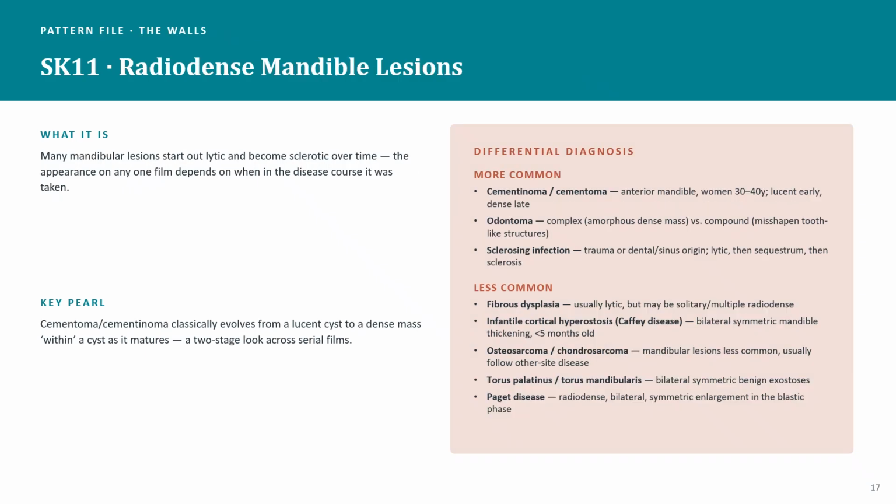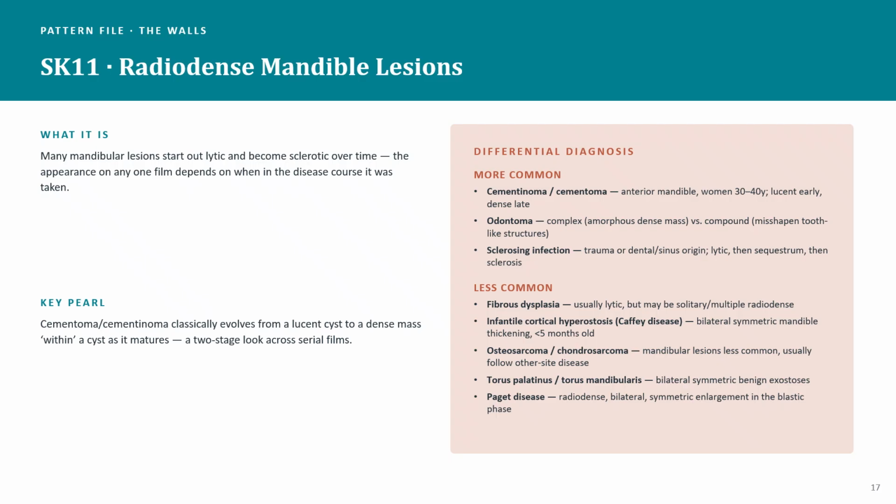The last skull pattern is related to radiodense lesions of the mandible. So when we're looking at it on an x-ray, the area appears wider and more dense than the surrounding bone on the x-ray. With this lesion, it is typical that they may change in appearance over time. They may start out looking dark. That just tells us that the bone is being lost.